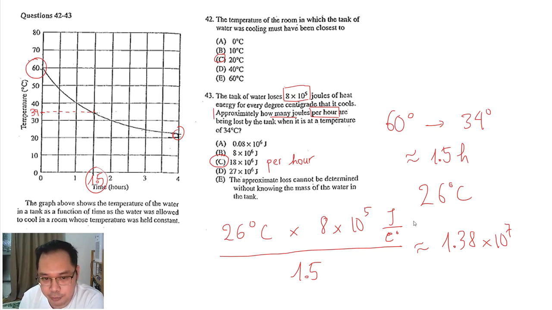Because the question is approximate, not exact, because the graph doesn't show us the exact time, it could be 1.5 hours or less. It could be 1.4 hours, a little bit less, so the closest value to our calculation is answer C. So this is how we answer this kind of question. Thank you.